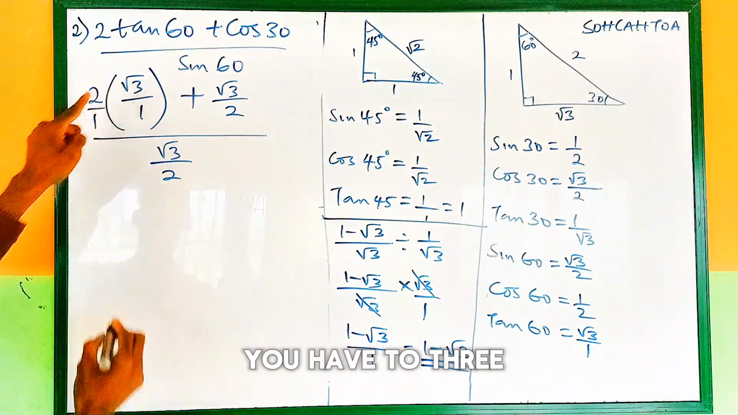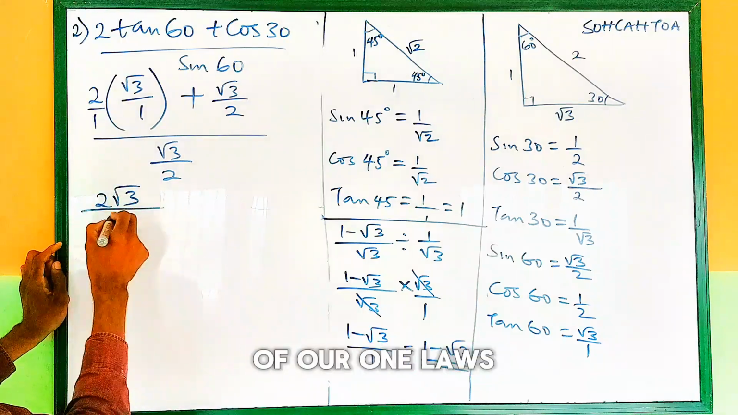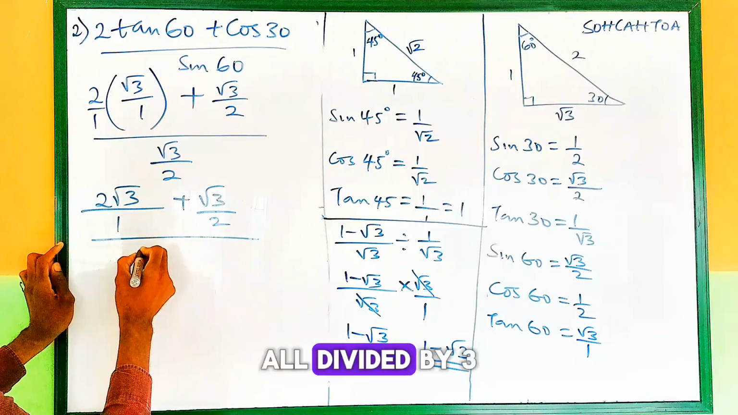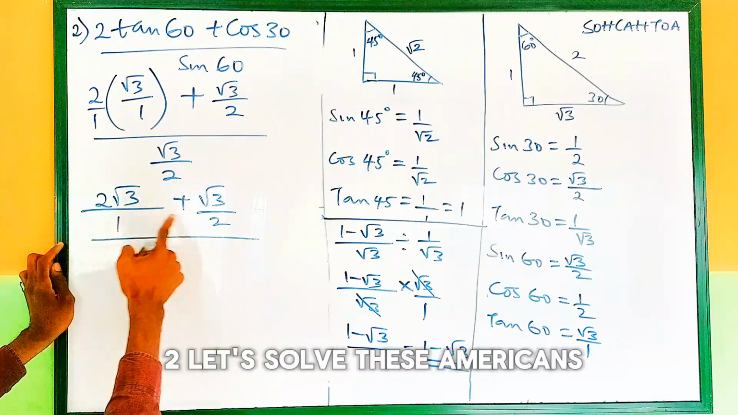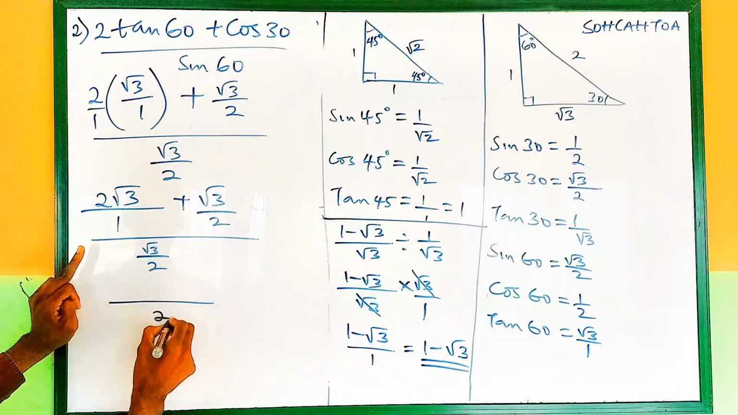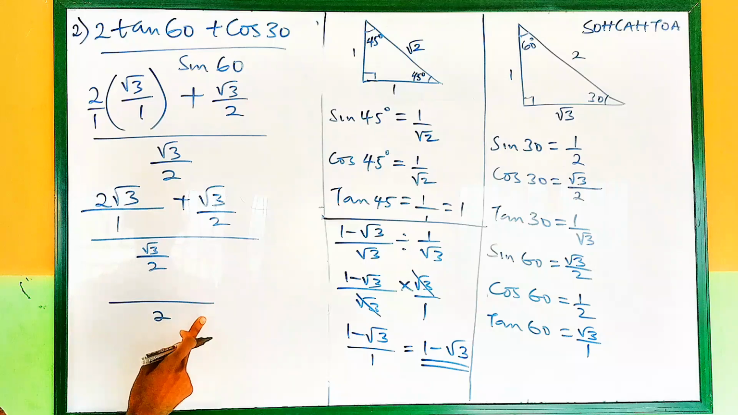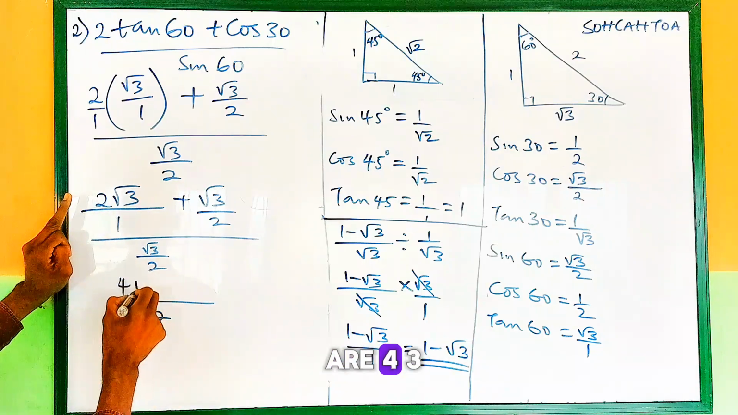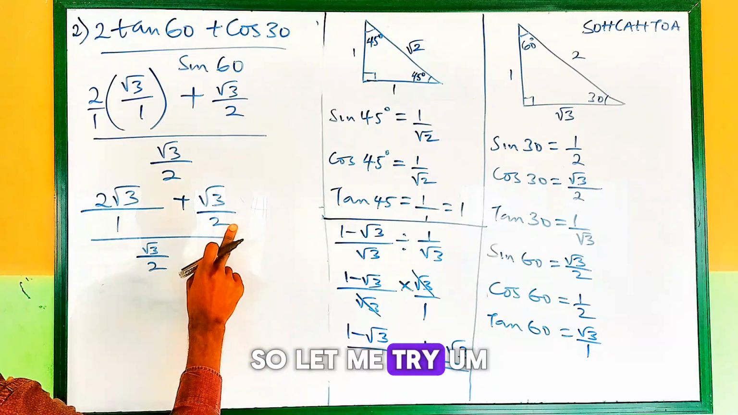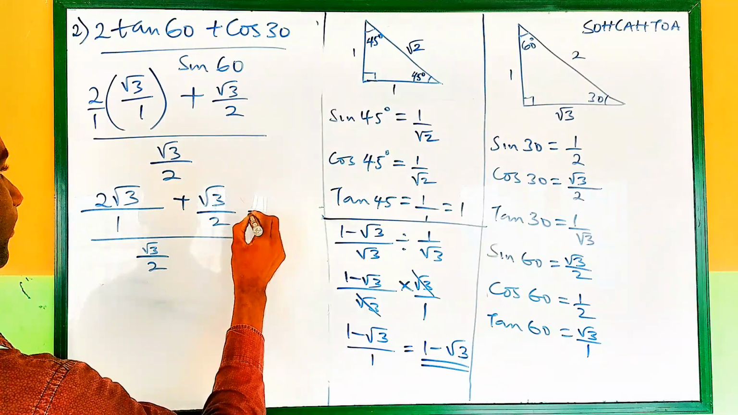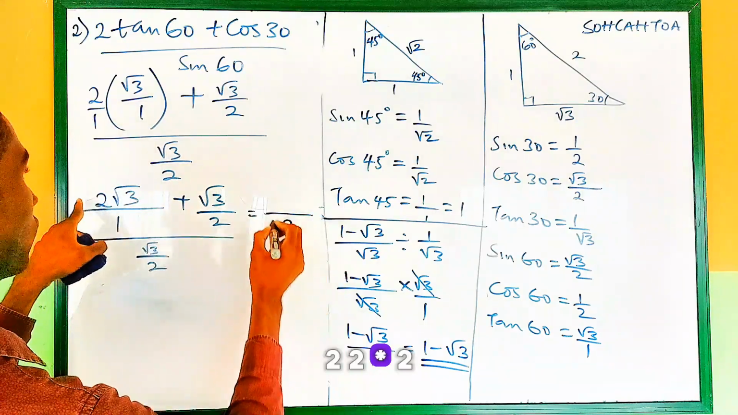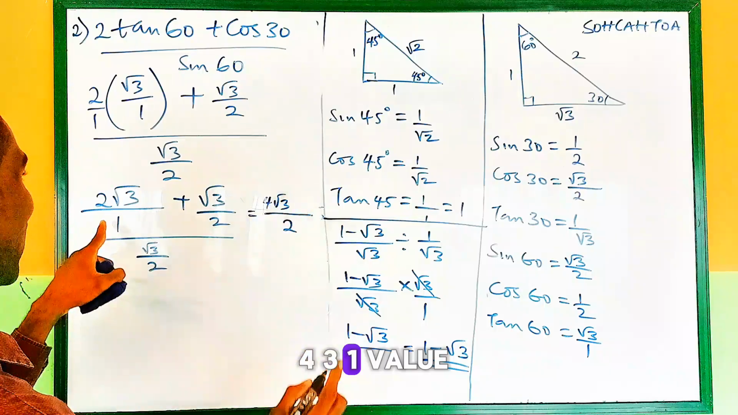If you open this, you have 2 root 3 over 1 plus root 3 over 2, all divided by root 3 over 2. Let's solve the numerator. The LCM will be 2. So you have 2, 1 in 2 is 2 times this, you have 4 root 3. So let me try to write it here so you don't get confused. So the LCM here is 2, 1 in 2, 2 times 2, 4 root 3.